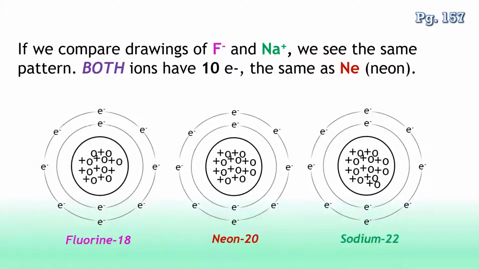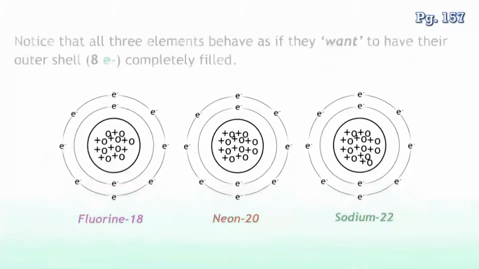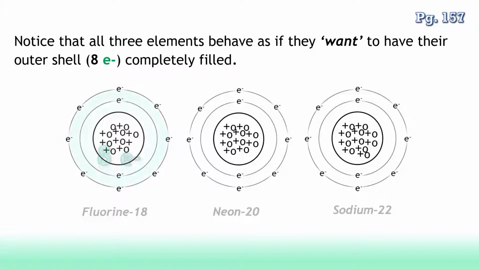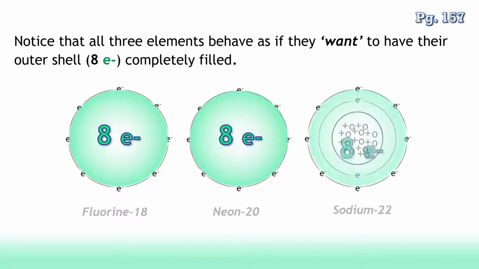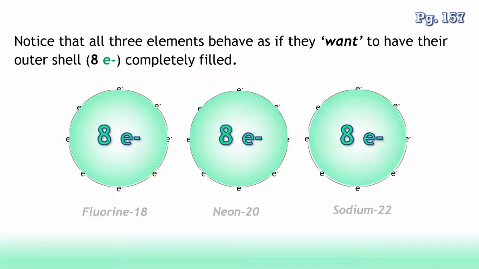And sodium, its solution is the most radical. In order to get to 10 electrons, it actually loses its outer shell and the sole valence electron that it contains. Pretty radical. Notice that all 3 elements behave as if they want to have their outer shell completely filled with 8 electrons. Now don't get me wrong, these are different elements, and they do behave differently, because after all, fluorine is negative and sodium is positive and neon is neutral. They behave very differently, but they also behave as if they're trying to be the same in terms of their outer shell.